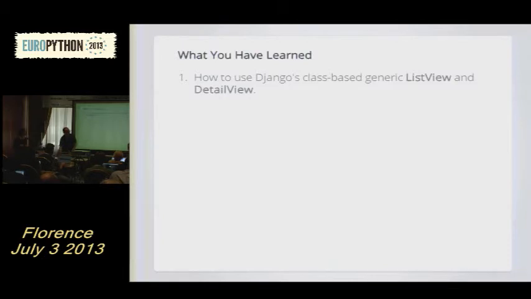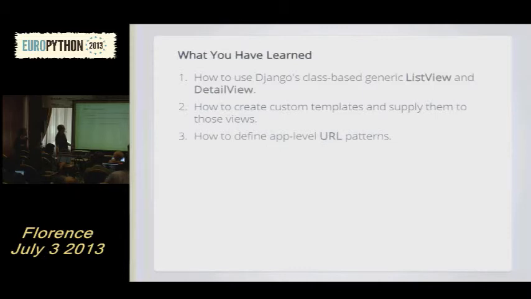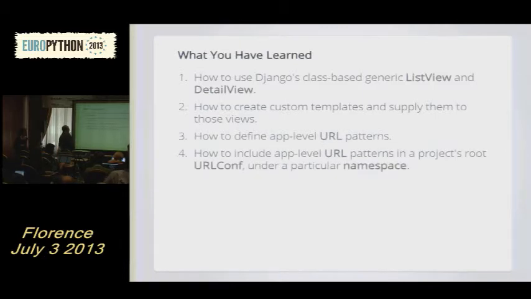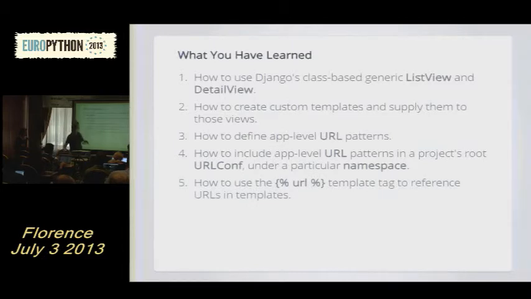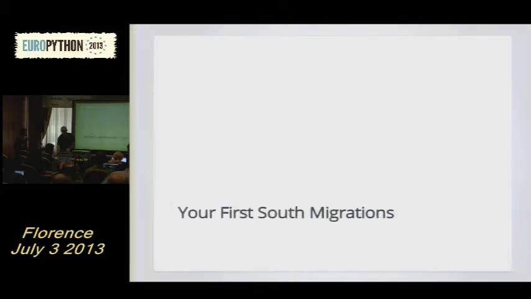What we've learned: how to use list and detail views, how to create custom templates and supply them, how to define app-level URL patterns, and how to include app-level URL patterns in a project's root URL conf under a namespace. So we've learned namespacing. And how to use the URL template tag to reference URLs and templates.